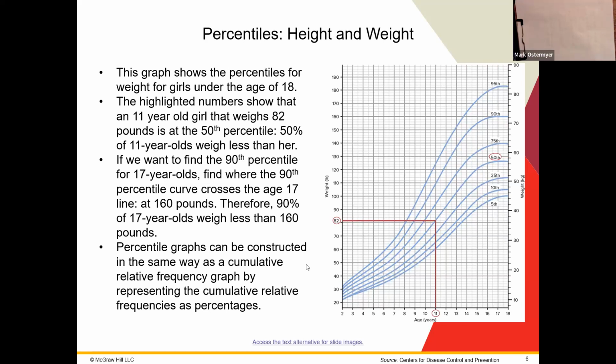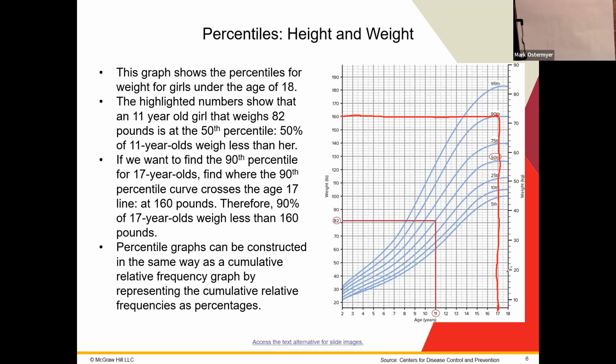Well, you have to go down on the horizontal axis to the age of 17. And then once you strike 17 down here, you project it up to the 90th percentile blue curve. So we have to go all the way up till we strike the 90th percentile curve right here. Then we project it horizontally back to the vertical axis to the left, and we discover that 160 pounds is the 90th percentile weight of all 17-year-olds.